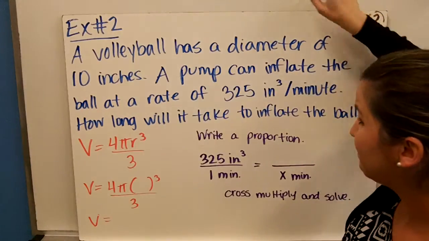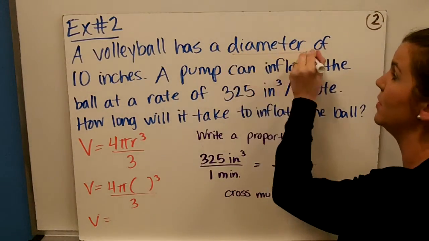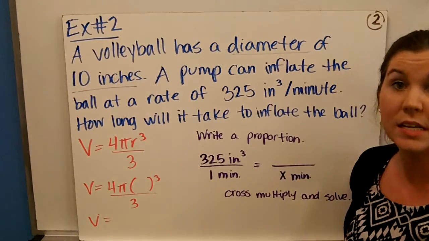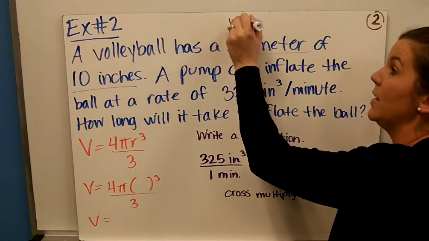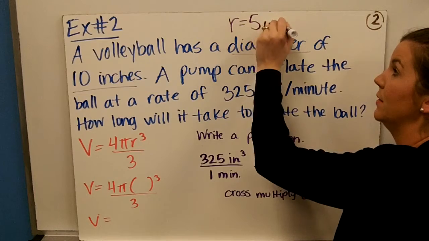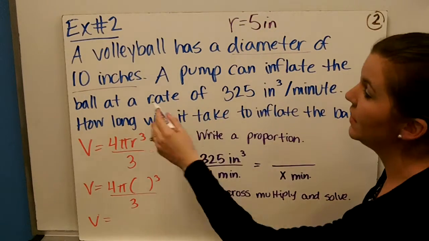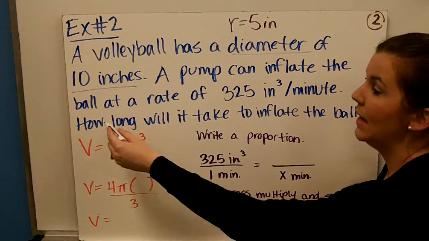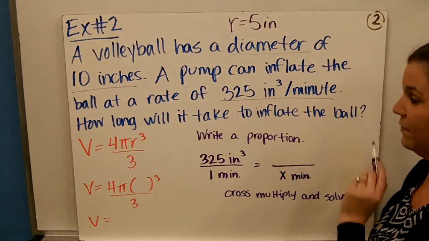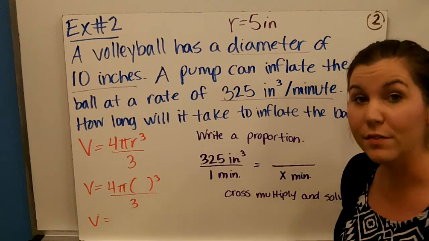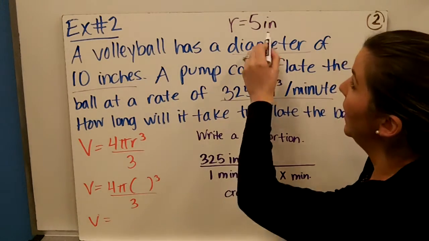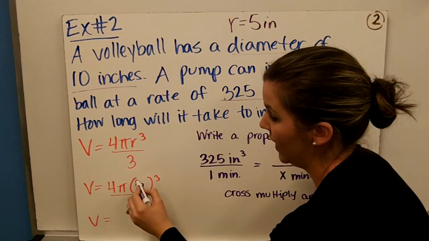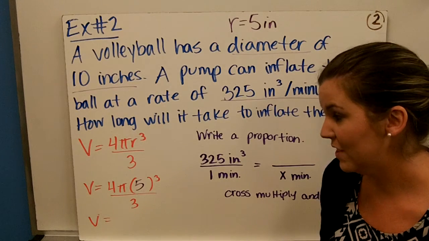Example 2. A volleyball has a diameter of 10 inches. We can stop and say that means the radius is 5 inches. A pump can inflate the ball at a rate of 325 inches cubed per minute. How long will it take to inflate the ball? So we need to find out the volume of the ball first. I know the radius is 5, so I plug 5 into my formula for volume of a sphere.